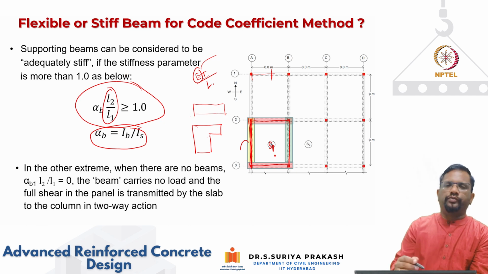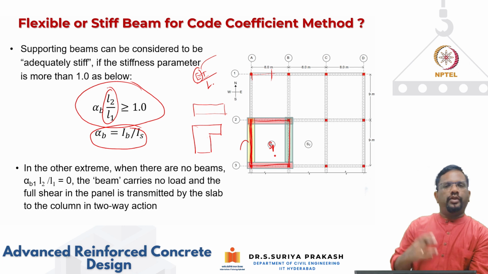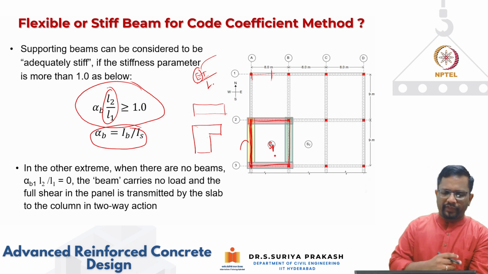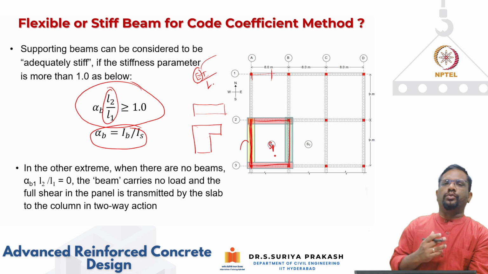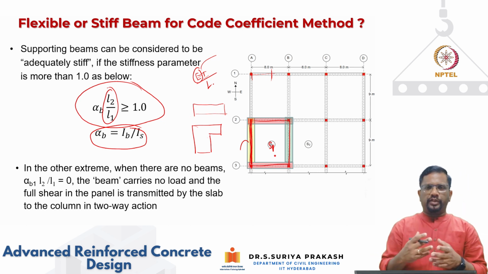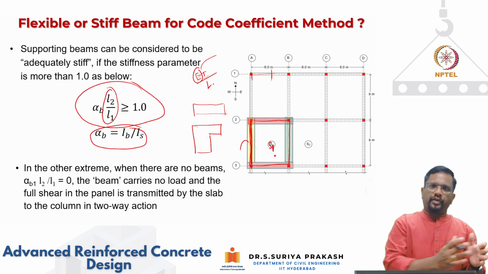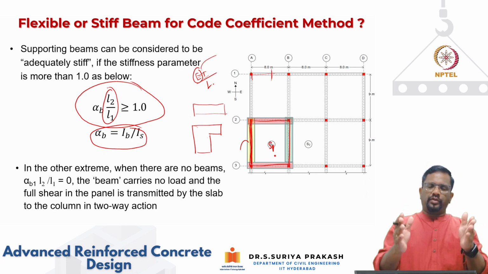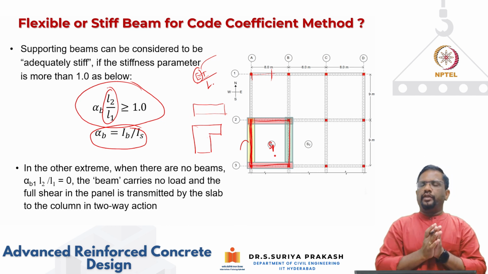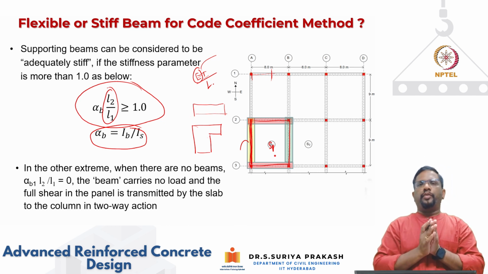Like that, for all four beams, we take the average value and find out the average value of this stiffness parameter. If the average values are greater than 1, then we can say the slab is supported on very stiff beams. Then you can go ahead and use the code coefficient method, because it's relatively easier than the direct design method. Why? If the beams are stiff, they are not going to undergo any deformation. So we can isolate the slab panel and, by assuming some boundary conditions, derive the moment coefficients. That is the idea behind the code coefficient method.